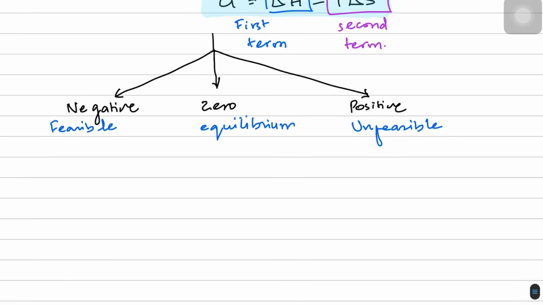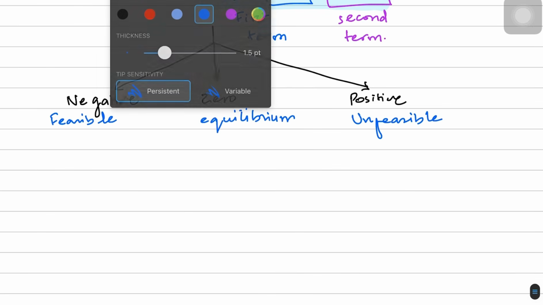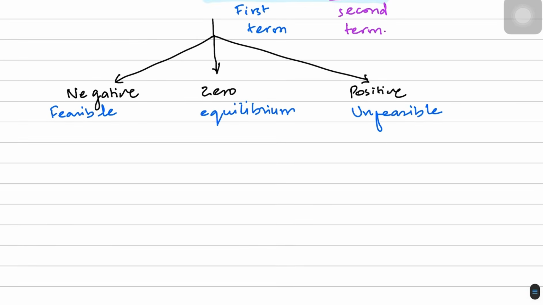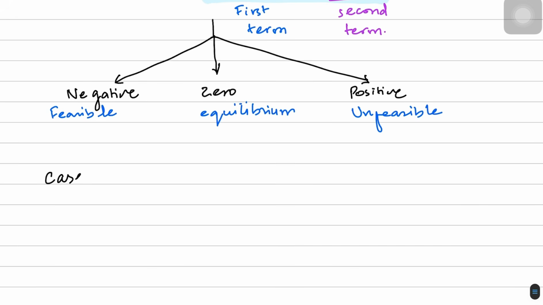In order to find the feasibility, we have to consider both these terms, this term and this term. So let's study two cases to make our understanding more concrete. Imagine I'm talking about an exothermic reaction in case 1 with a negative entropy change.